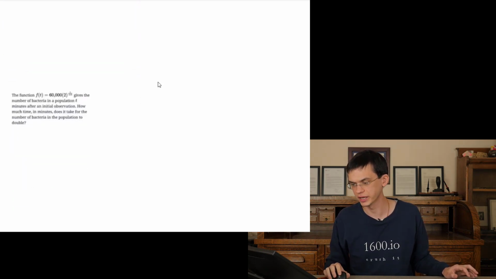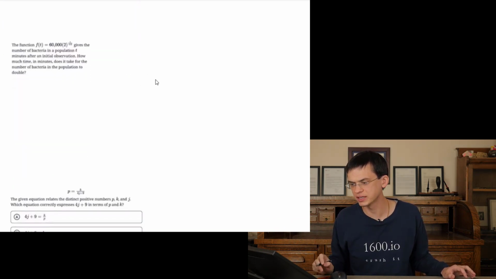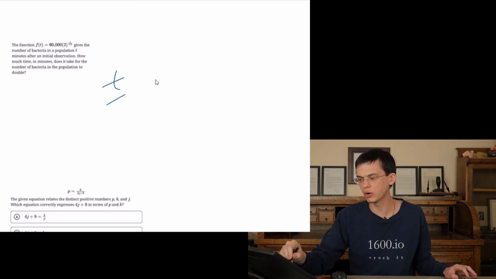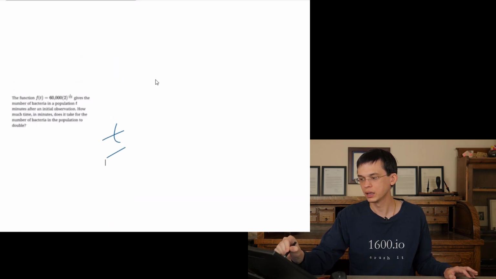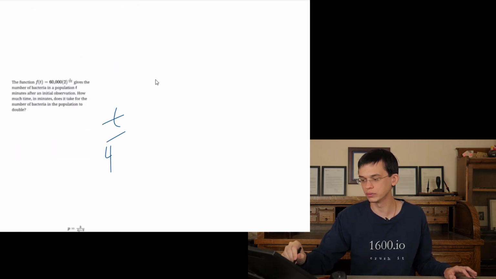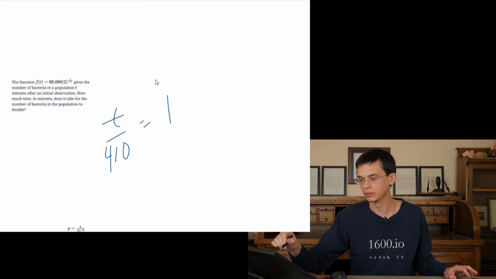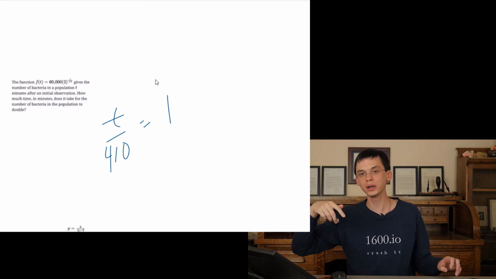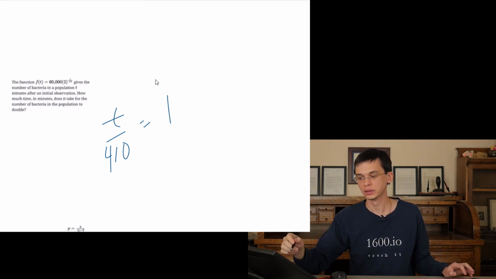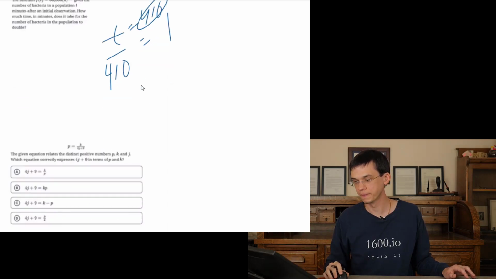For trig ratios, I should say. The function gives the number of bacteria, exponential, where t is minutes. How much time in minutes does it take for the number of bacteria to double? We need to figure out when t over 410 is going to be equal to 1, because when the exponent is 1, that means we've doubled 60,000, right? Because then it's 2 to the first. So that happens when t is equal to 410. So the answer is 410.